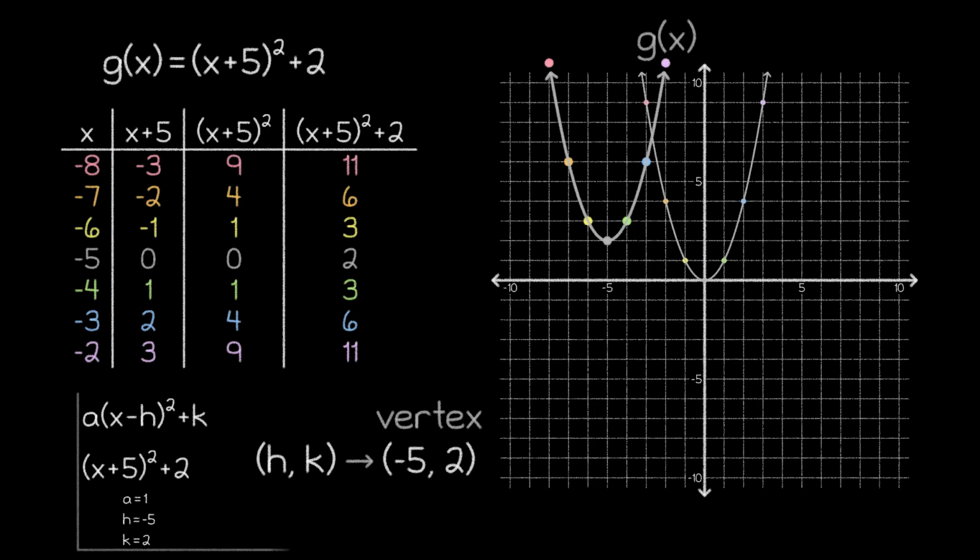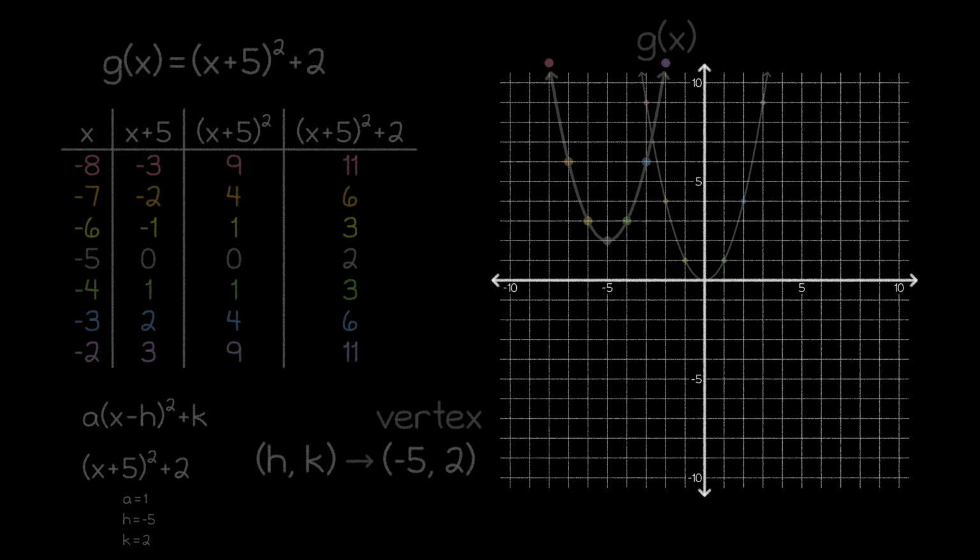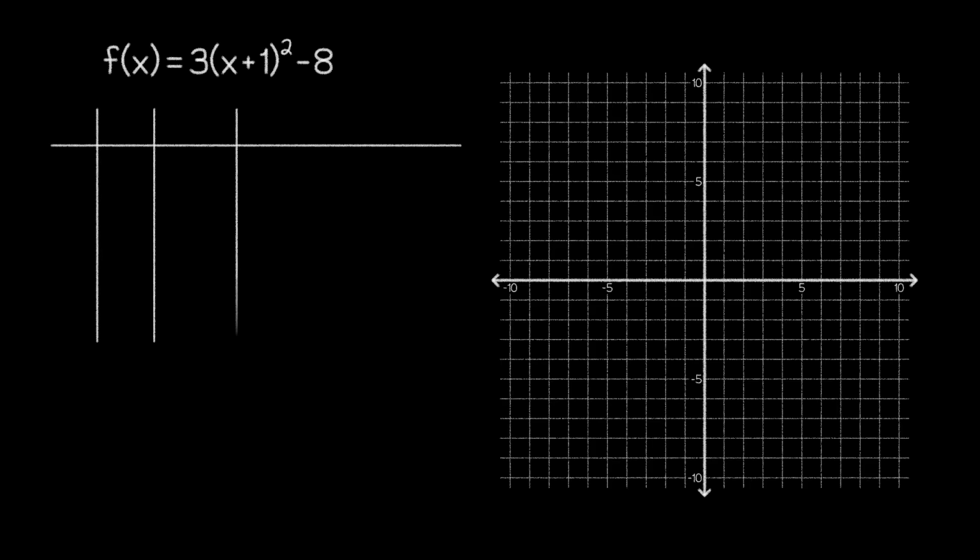This illustrates why the vertex form is called the vertex form, because of the information that the form provides us about the location of the vertex in the function's graph. Our next example is going to include a value for a. And while we will still fill out an extended table of values eventually, let's start by making a guess at what this graph will look like.